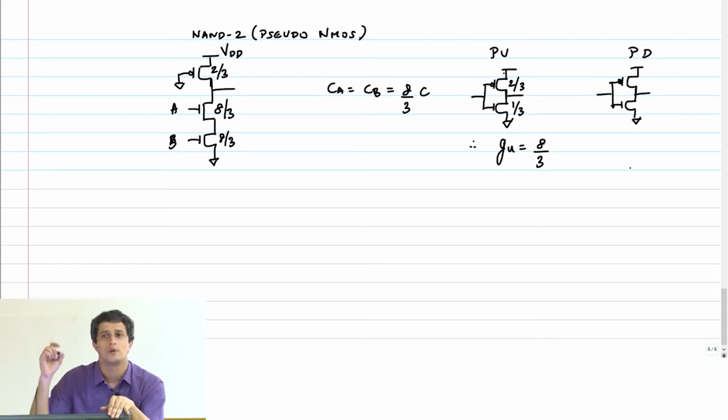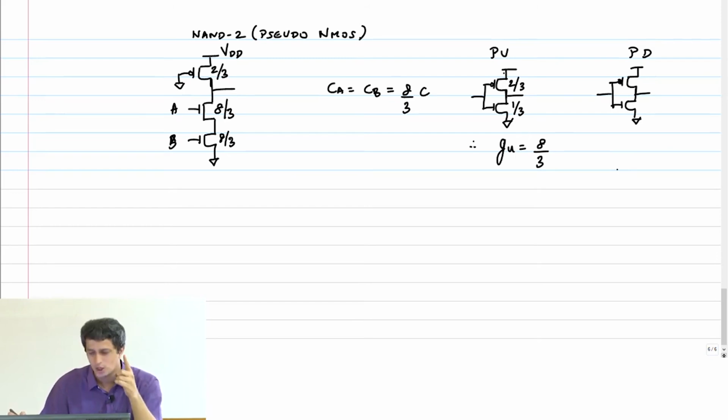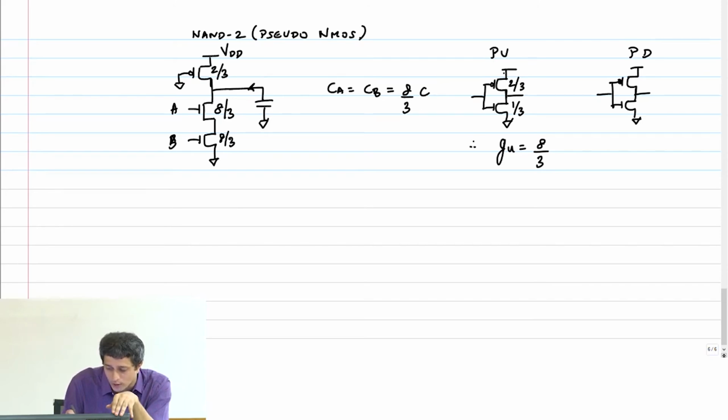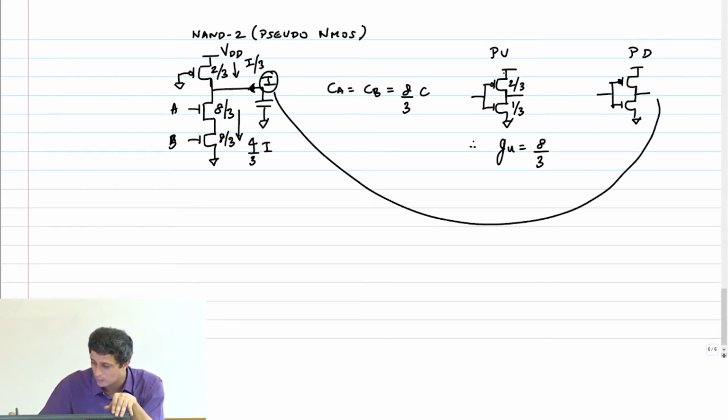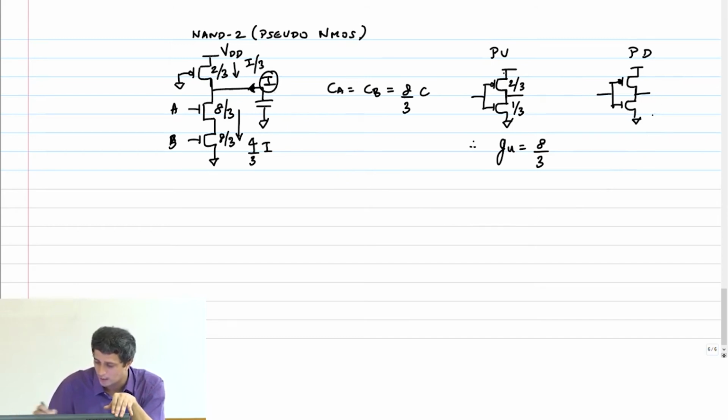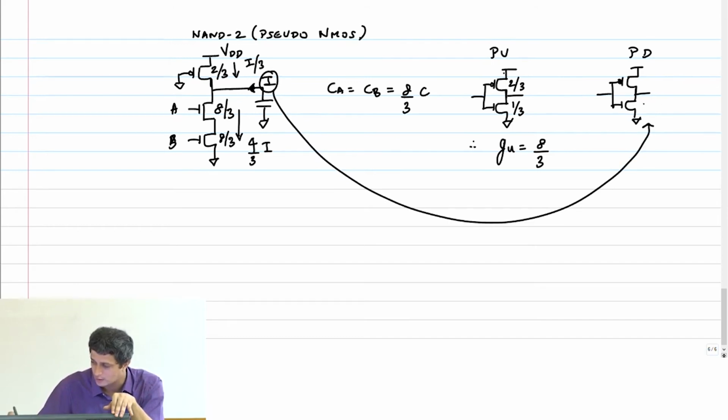What should the NMOS size be? 1. Because even here, the effective current that's going to come out of my load is going to be I. This current to the NMOS will be 4 by 3 times I. And this is going to be I by 3. Therefore, I am going to take this current and put it as my NMOS transistors with 1 and 2.